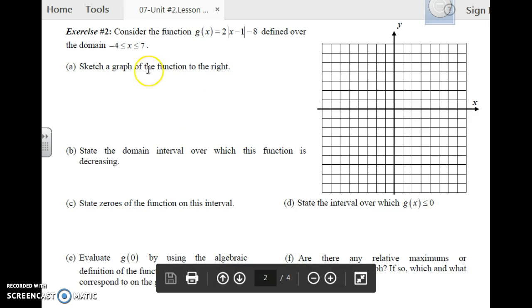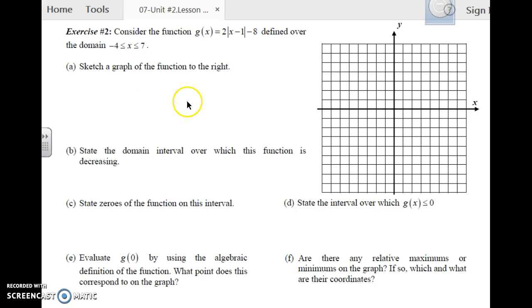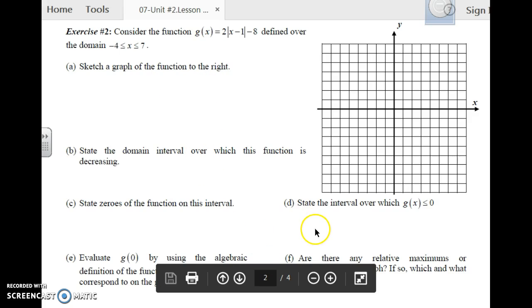All right, now let's look at exercise 2 for a second. We're going to do this one together in class tomorrow, as a little review. So see if you can plot these points and answer some of the questions that go through A through F. Let's take a look at the last exercise.